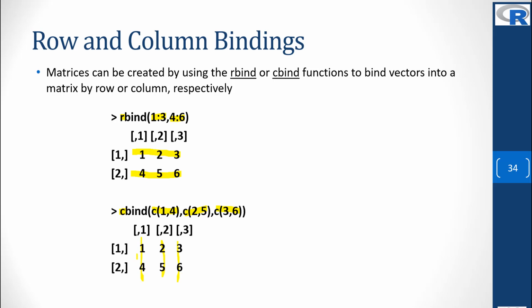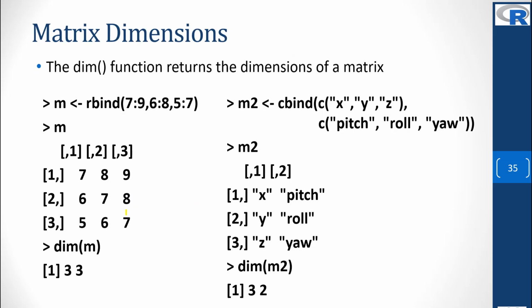And so now we have another 2 by 3 matrix, but we created it in a different fashion with cbind. A lot of times we need to find out information about our object in R, and matrices are no exception. So if we want to find the dimensions, being the number of rows and the number of columns, we have the dim function, which returns the dimensions of the object that's passed in.